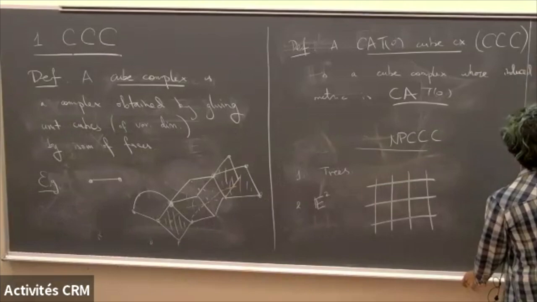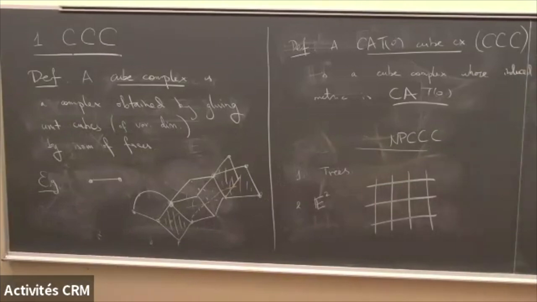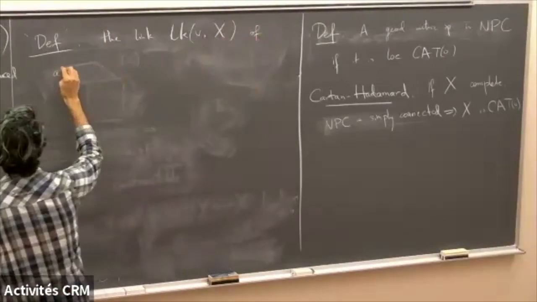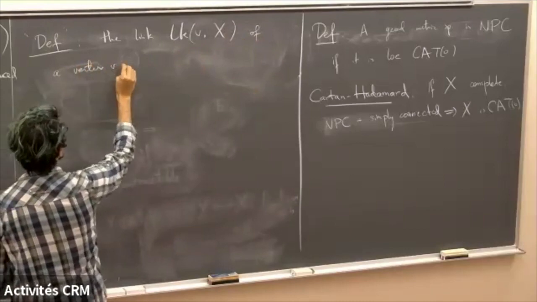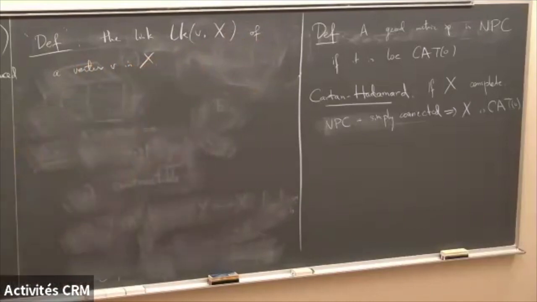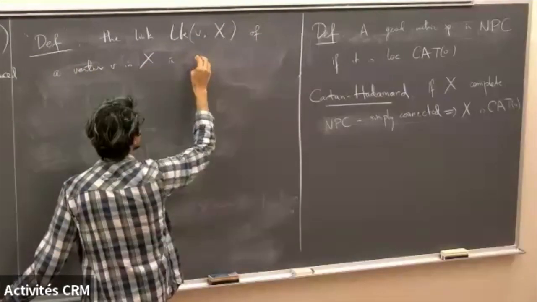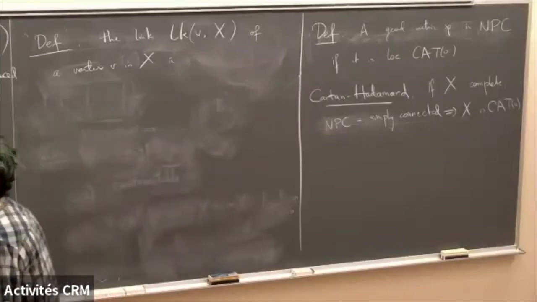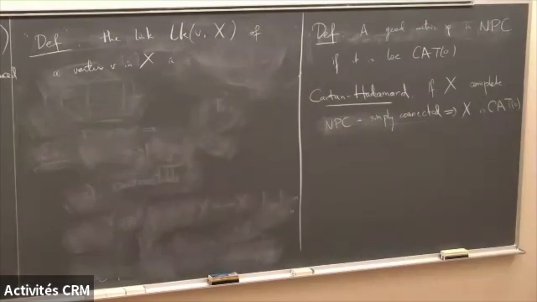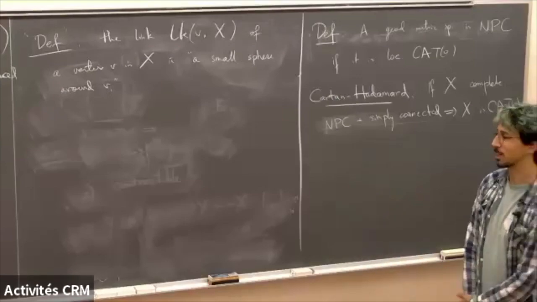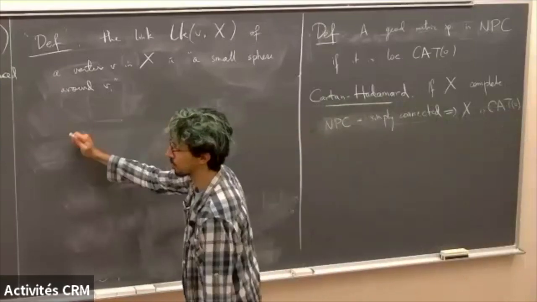Yeah, so the definition of a link. The link of a vertex V in this cube complex is a small sphere around this vertex. If anyone saw the actual definition of link, this is a terrible definition, but this is what we actually think of. So let me just do the drawing.